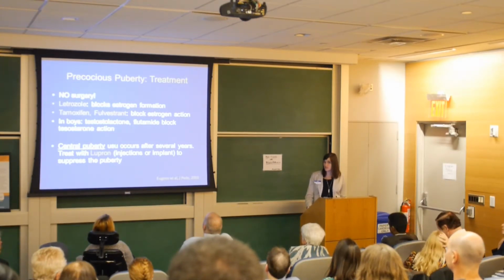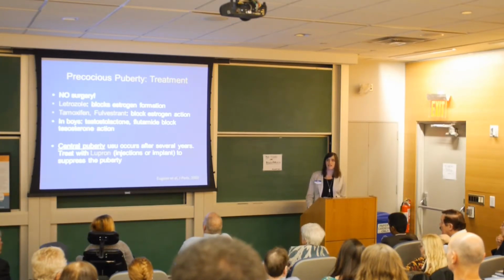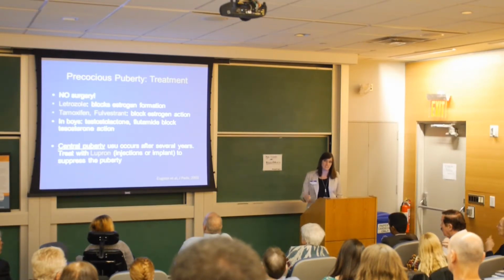So what you'll typically see is your child will have well-controlled precocious puberty for several years, and then it'll look like the treatment is starting to fail. That's time to take them into the doctor and see if they've developed central puberty, see if they need an additional medication.